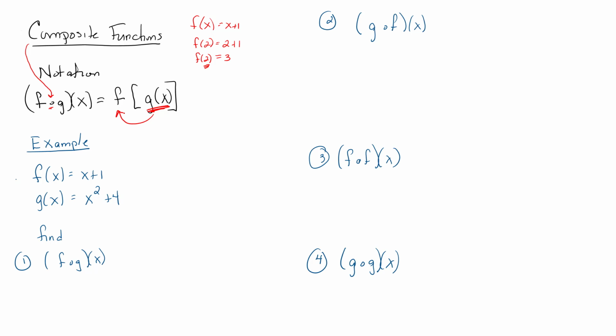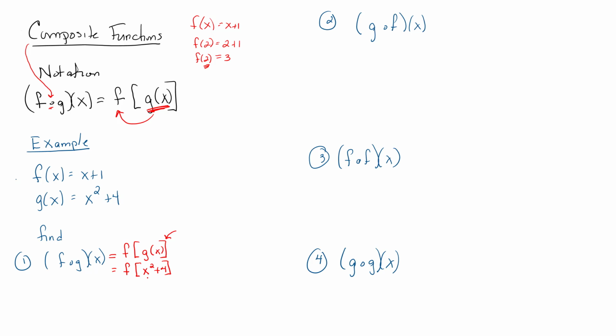So for example, I have two functions, F of X is equal to X plus 1, and G of X is equal to X squared plus 4. And problem number 1 wants me to find F composite G of X. Well, by notation, that means F of G of X. Order of operations says to take care of parentheses first. Well, brackets are parentheses, and I certainly know what G of X is, so I'm going to write F of X squared plus 4.